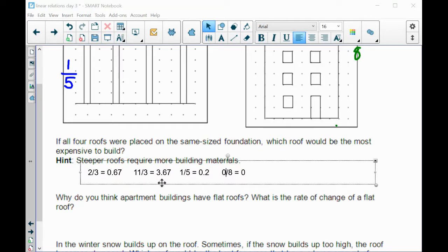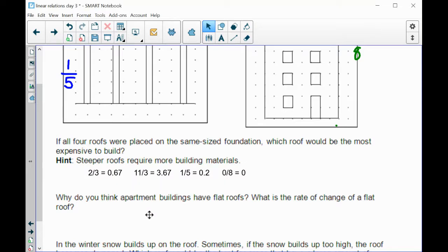So that was that A-frame building that had a really steep roof. That's going to be the most expensive building to put a roof on. So the last question here is, why do you think apartment buildings have flat roofs? And what is the rate of change of a flat roof?